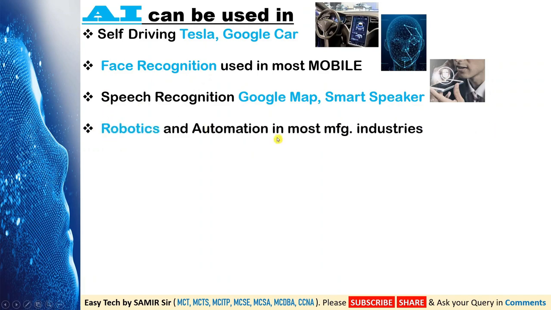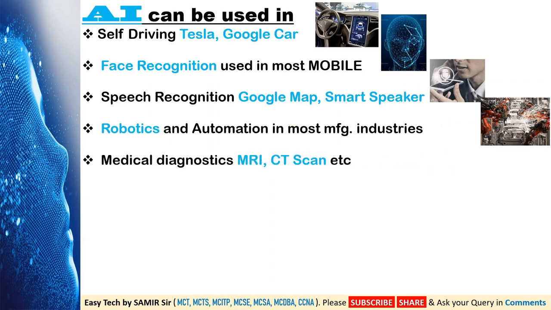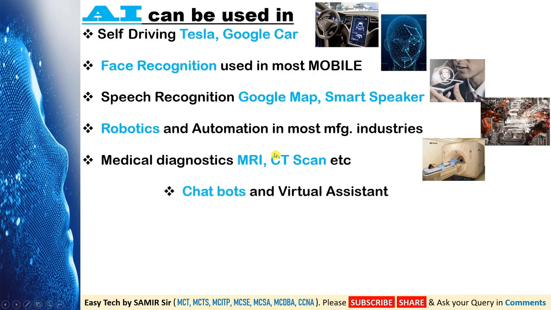Robotics and automation, which are used in most manufacturing units, like manufacturing of cars, CPUs, semiconductors and many other things, in which robotics and automation has taken a major role. There also artificial intelligence takes the most important role. Medical diagnostics: MRI, CT scans, these devices are used to diagnose various illnesses and issues like cancer treatment and cancer detection and all those things. AI is also used in medical diagnostics.